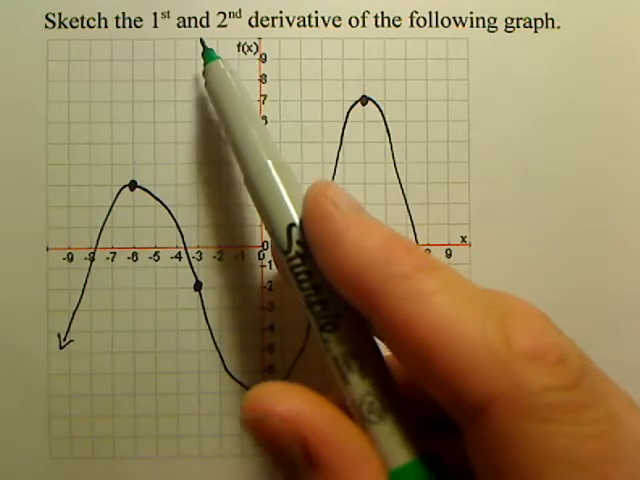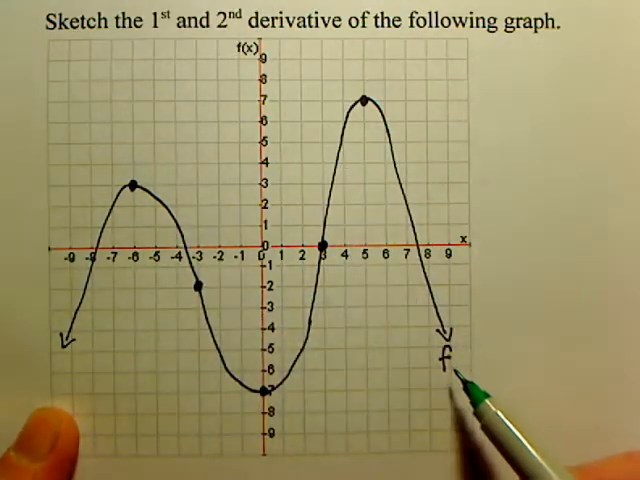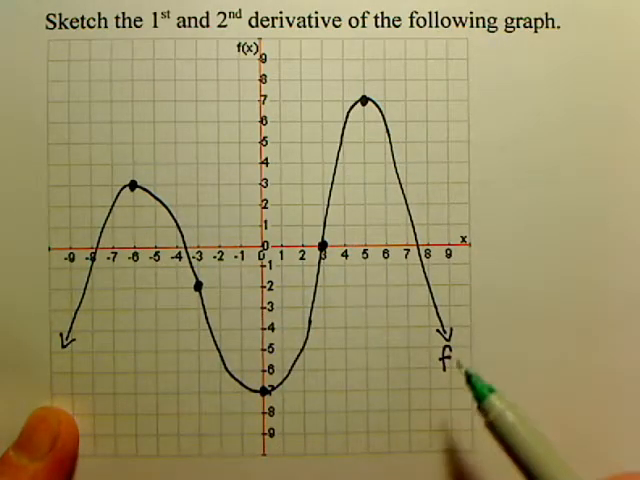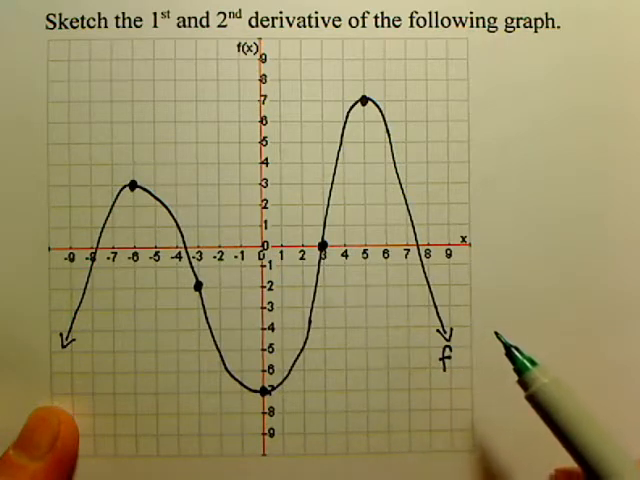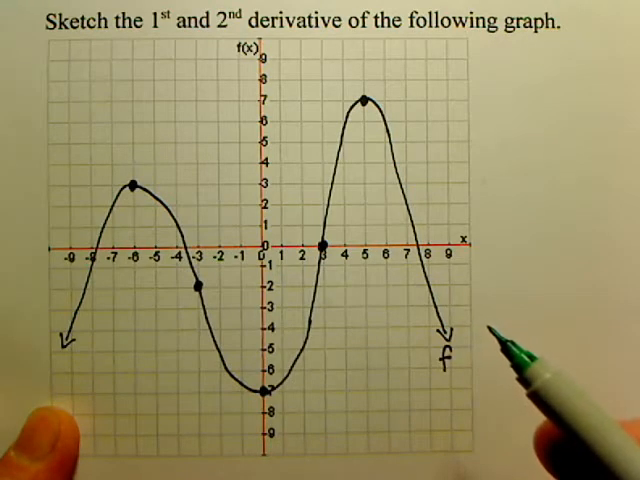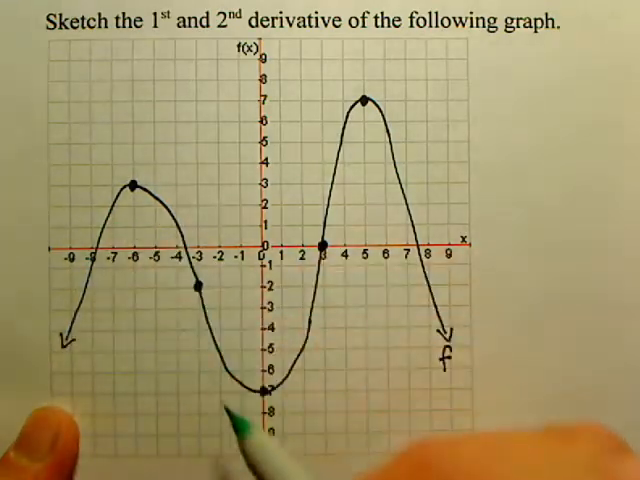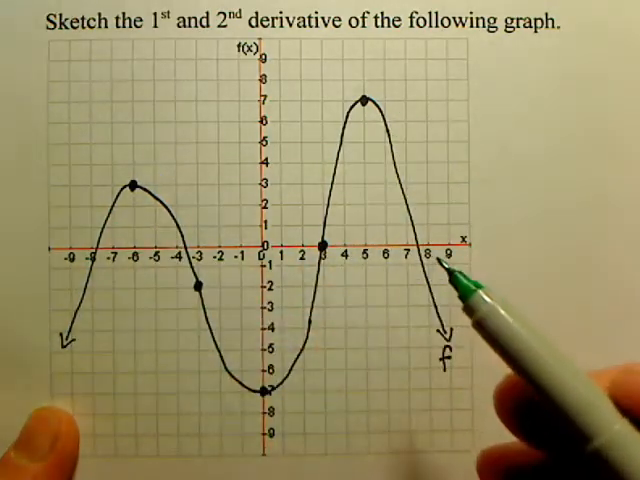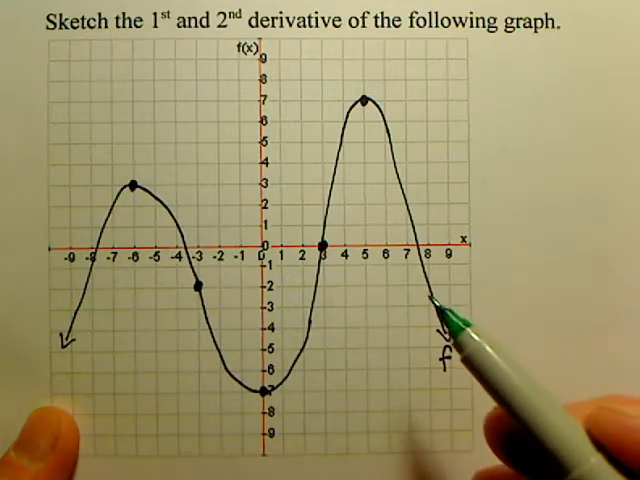What we're going to do here is sketch the first and second derivative of this function f. In order to sketch a derivative, you want to think about what a derivative means. For instance, a first derivative is the slope of the graph. So in order to sketch the first derivative, I want to look at this graph and first see where my slopes are 0, because that will help me with my first derivative graph.